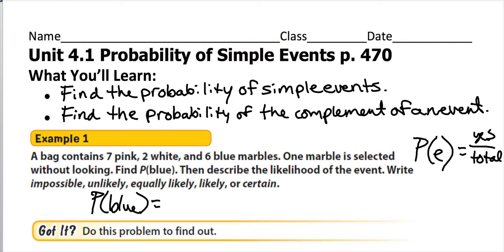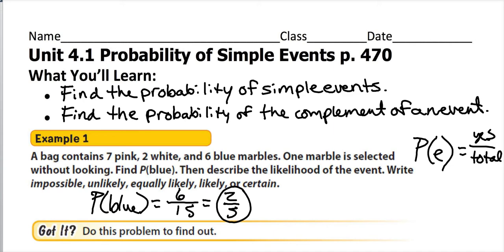So how many ways can I draw a blue marble out of my bag? Well, there are 6 blues, so that would be 6. Over, and then how many total ways can we draw? Well, the total ways would be how many marbles we have in our bag altogether. So there are 7 plus 2, which is 9. 9 plus 6, which is 15. So that would be 6 over 15. And then we'll reduce that down by 3, so that would be 2/5. And then there's your answer, 2/5.